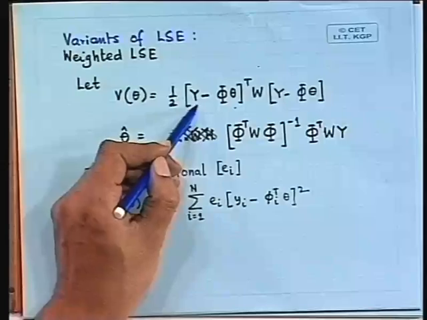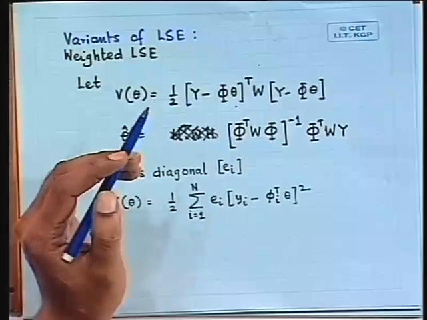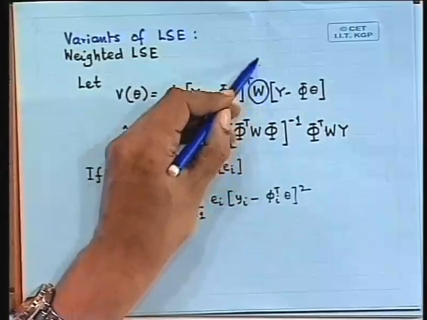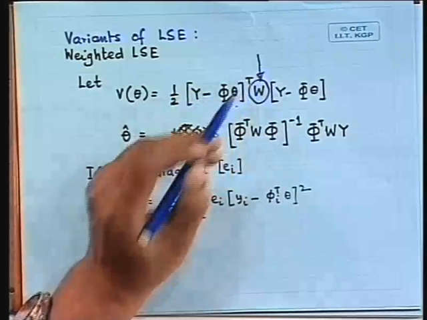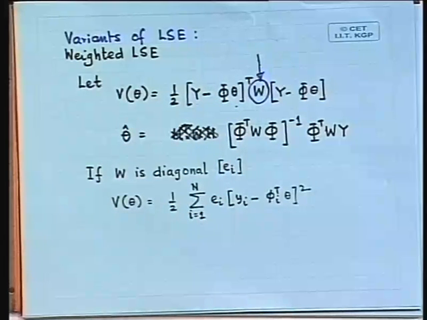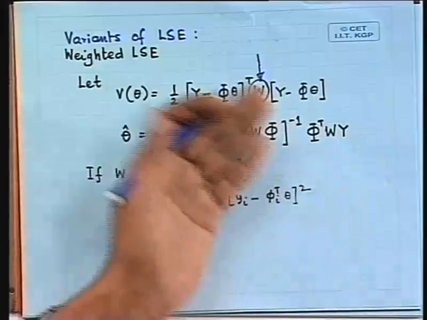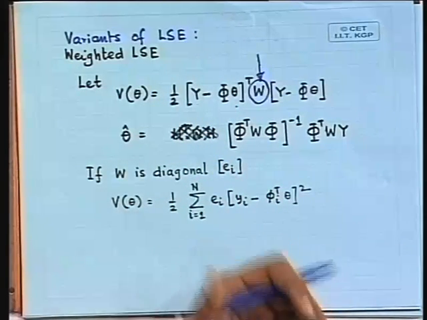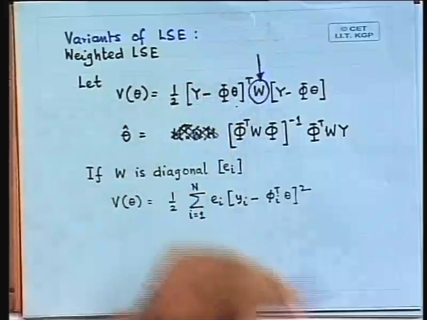First of all, we will consider a slightly different performance criterion. Previously we had considered this performance criterion, y minus phi theta transpose. Previously this w was not there. In our ordinary least square formulation we assumed that this is identity. Then it becomes a normal sum of squares and we got the solution for the least square case. Now we will put some w that is slightly more generalized.